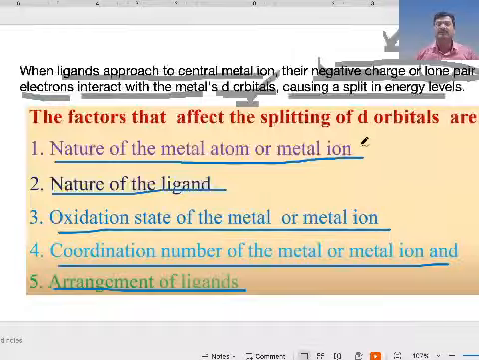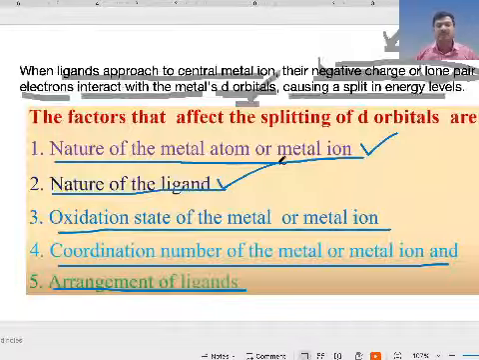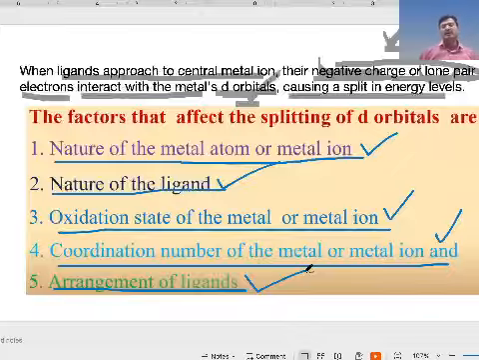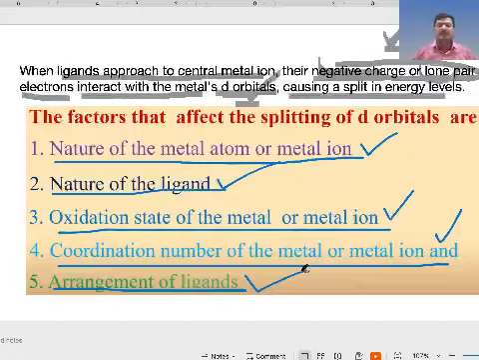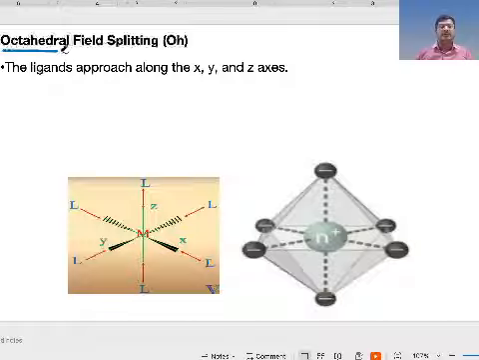That means when the metal ion changes, automatically the energy changes. When the ligand changes, same thing, the energy changes. When the oxidation state changes, or coordination number changes, or the arrangement of the ligand changes, automatically the energy will also change. Let us discuss the splitting in the different geometries. First let us discuss the splitting of d orbitals in an octahedral field.